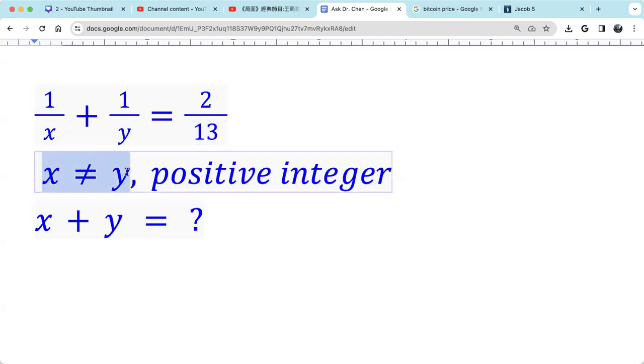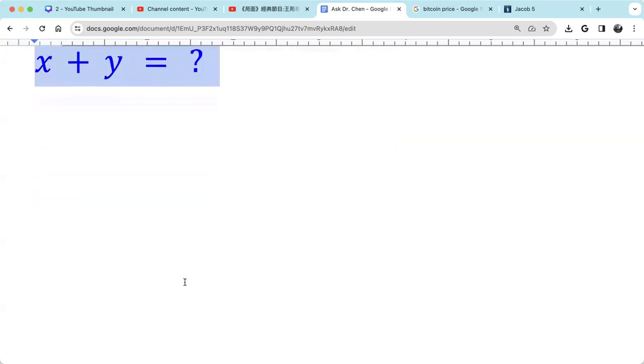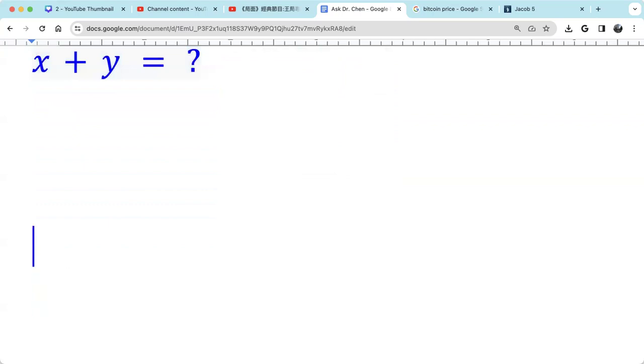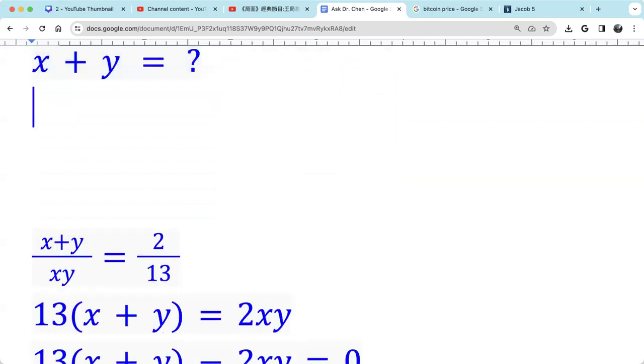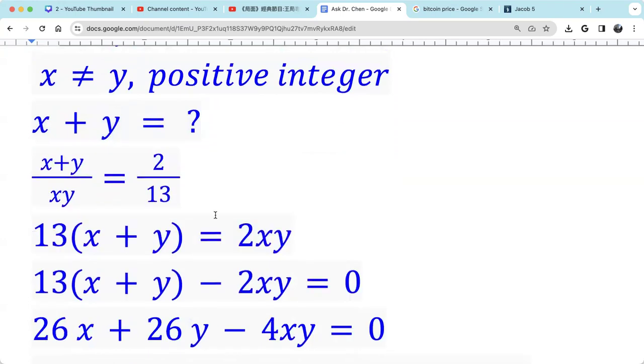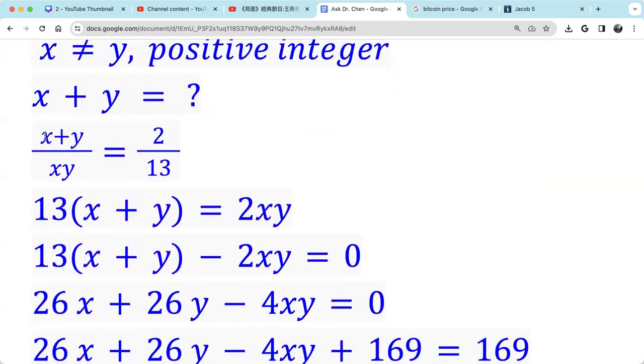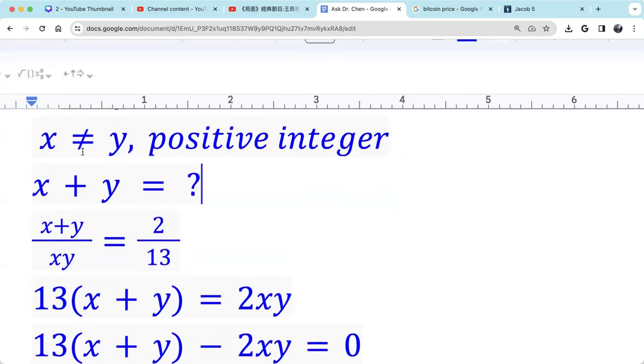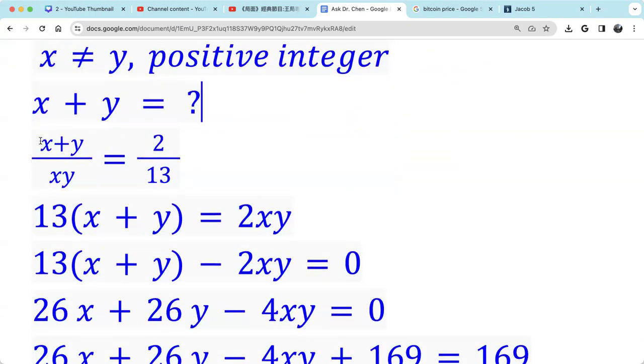But we're given x not equal to y, so we want to solve for other solutions of x plus y, right? Our goal is to find x plus y, with x and y different. So how do we do this? This one needs some skills. So first, we want to write 1 over x plus 1 over y.